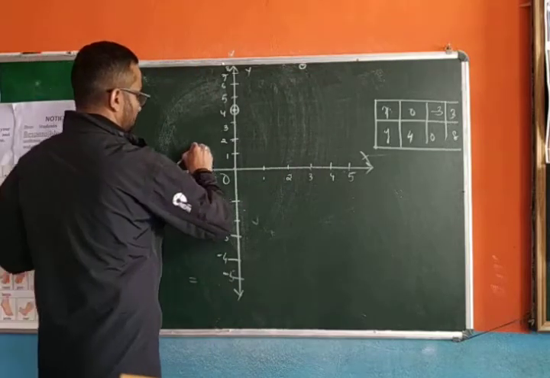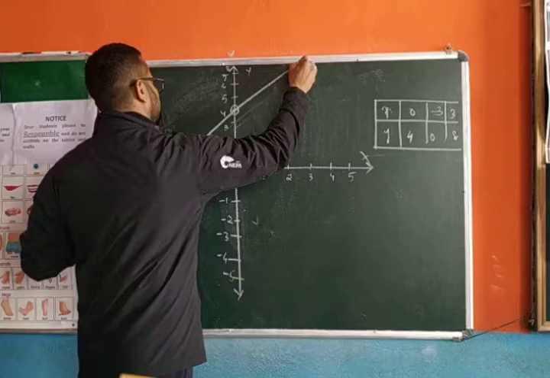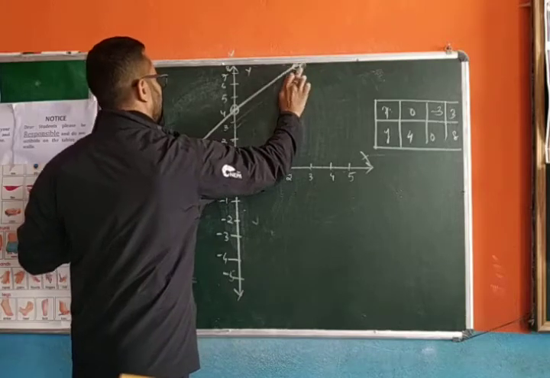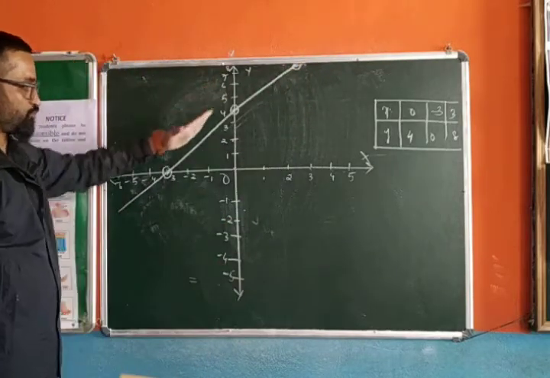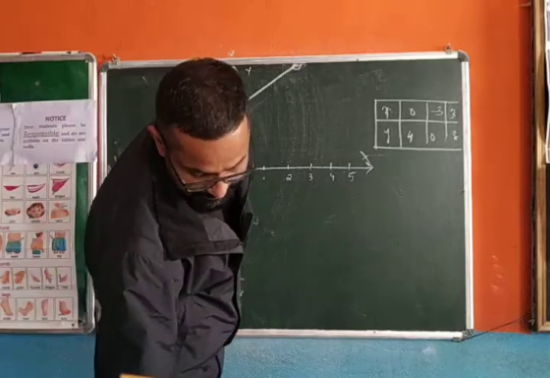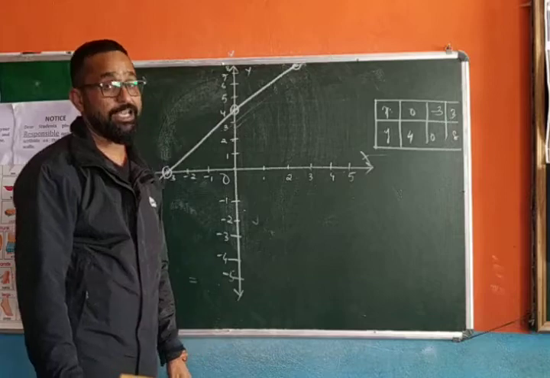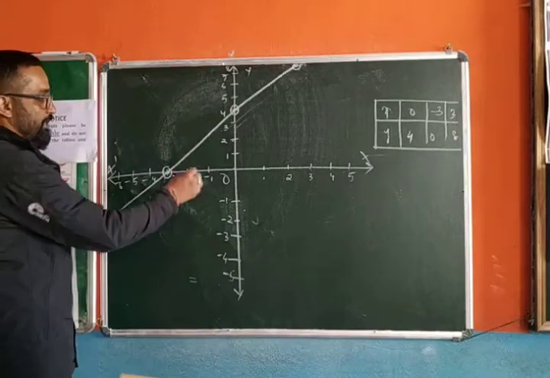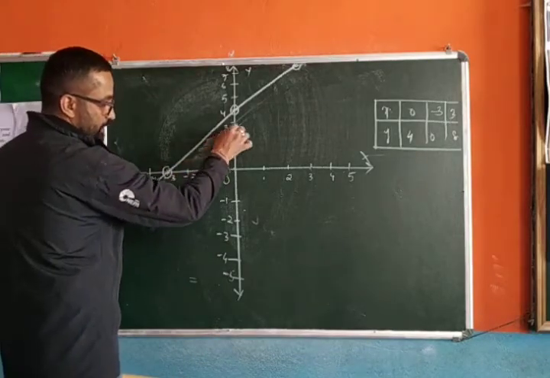Use a ruler and join these points such that you get a straight line. The next question says find the area of the triangle formed by the coordinate axis. This is the area of the triangle.